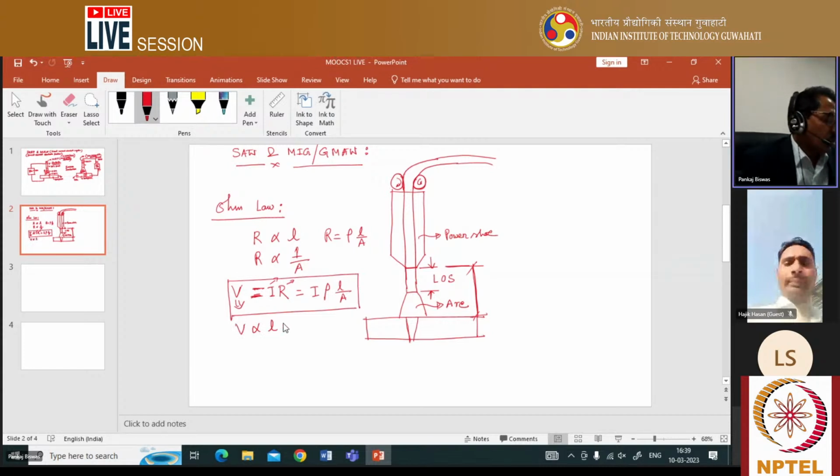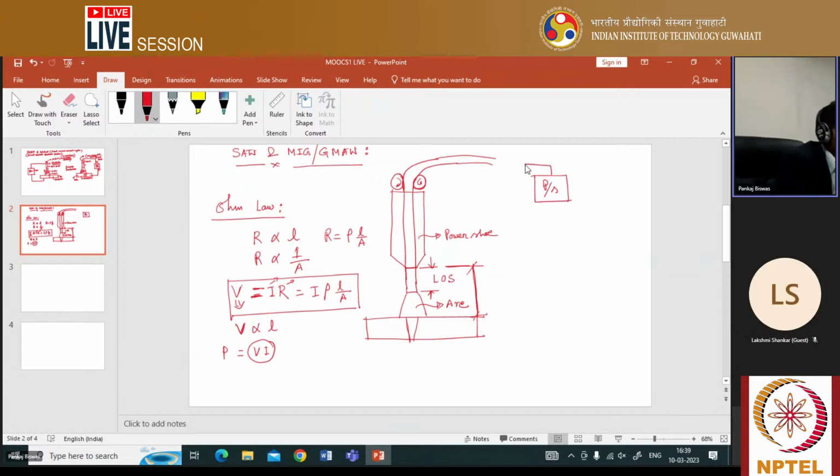Here one thing you should keep in mind. Power, or heat generation Q, you can write as power equal to voltage into current. So let this be a power source which is supplying a constant current I. Let us consider the current from the power source to be constant.